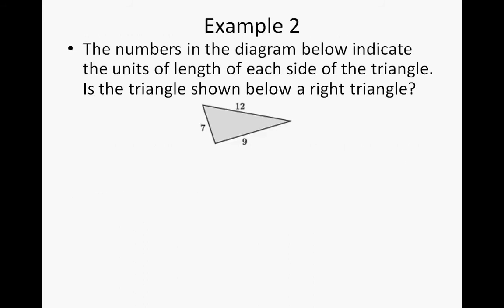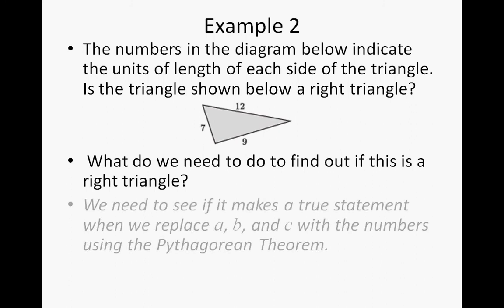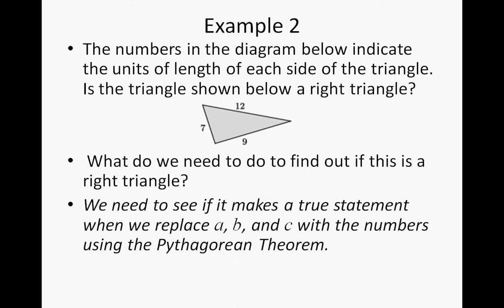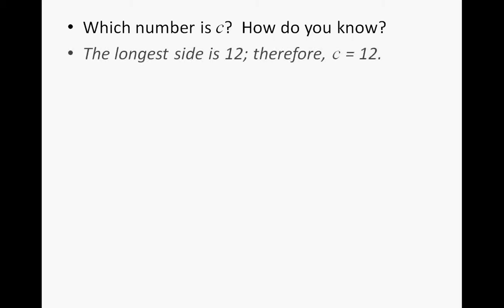All right, here is example 2. The numbers indicate the unit lengths of each side of a triangle, so is this a right triangle? So what do we need to do to find out if this is a right triangle? Well, first we need to see if it makes a true statement when we replace A, B, and C with the numbers using the Pythagorean theorem. So how do you know which number is C? Well, the longest side is 12, therefore C has to be equal to 12.